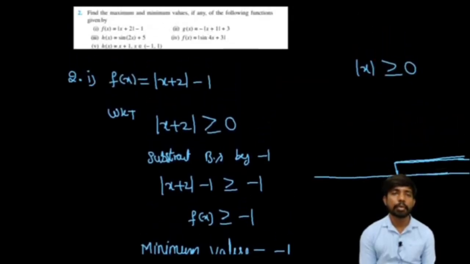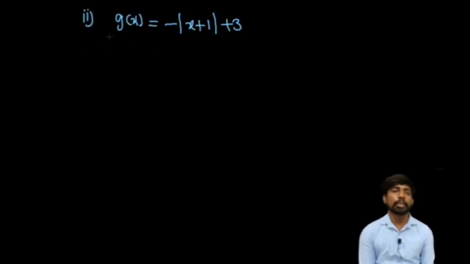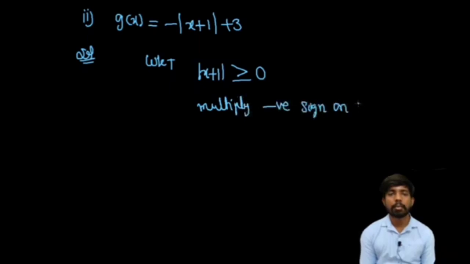Next, second question. What is given? g of x is equal to minus of mod of x plus 1 plus 3. Here we always know that the modulus function is greater than or equal to 0. Now multiply by a negative sign on both sides, so greater than or equal to becomes less than or equal to 0.